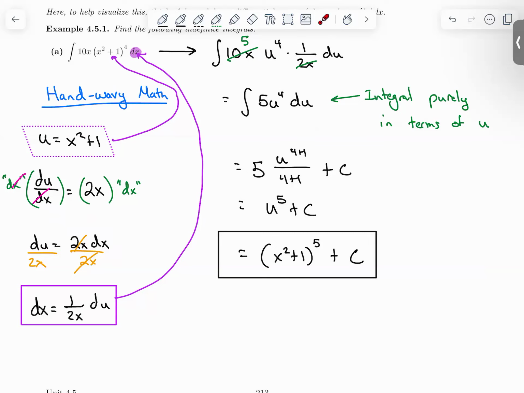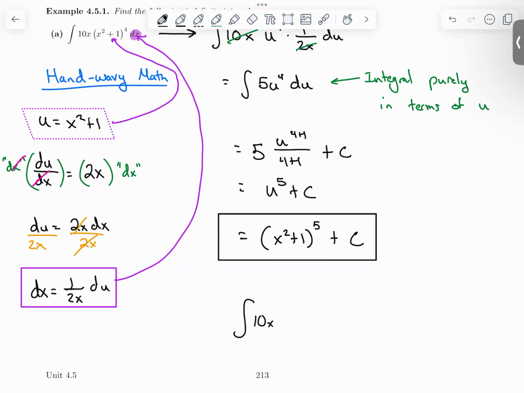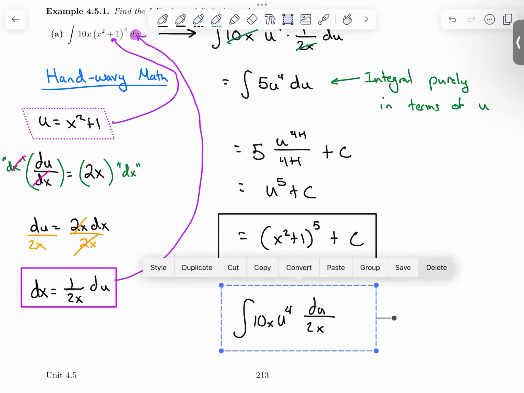That being said, plenty of teachers and plenty of textbooks even will have you write it like this. They'll write 10x u to the 4th times du over 2x. They'll do that. That's fine. I'm not going to mark you wrong for doing that. It's completely legitimate. I'm just one of the people who doesn't like to do that. I like to make sure it's kept separate.